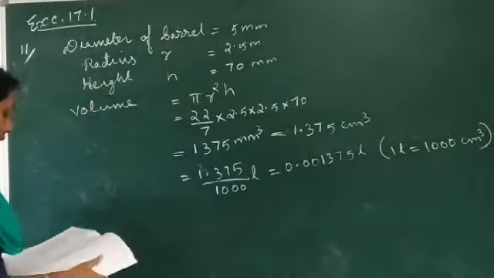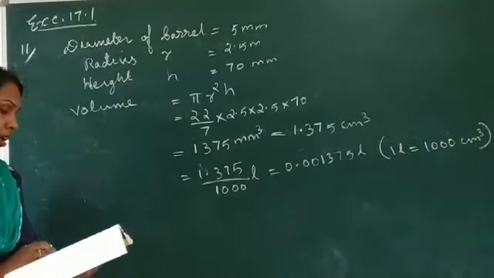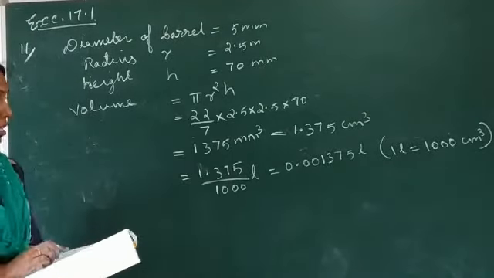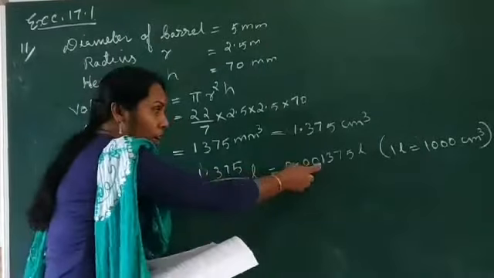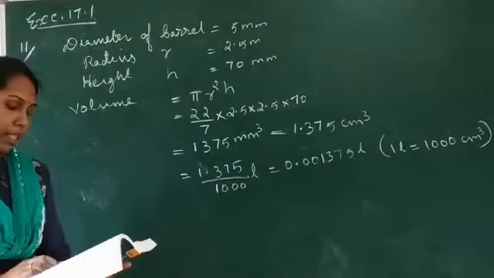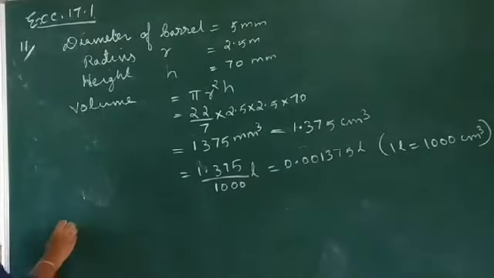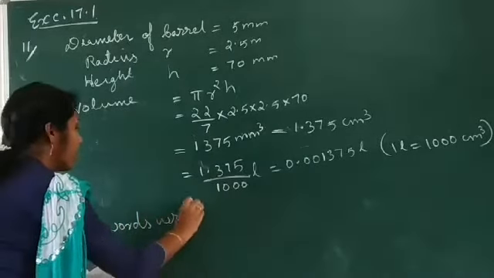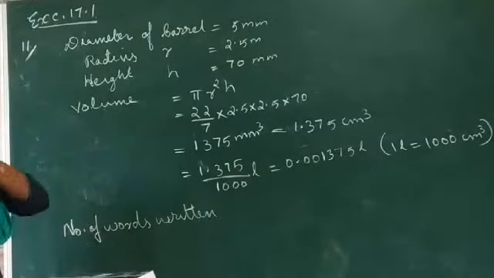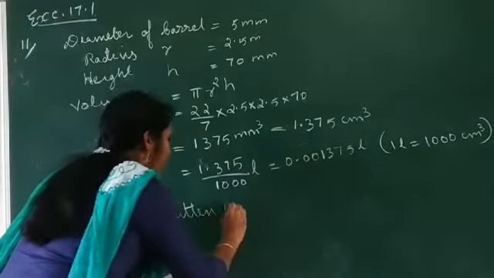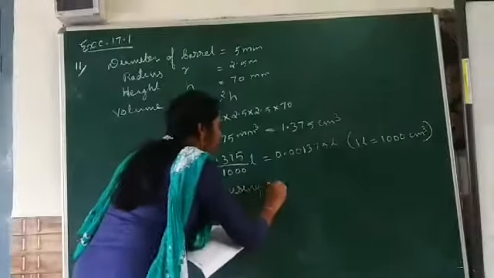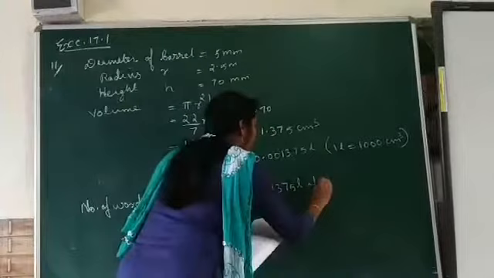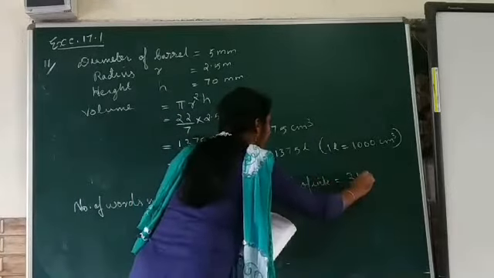Now it is given that in writing 310 words, a full barrel of ink is used. That means by using this much quantity of ink, we can write 310 words. So the number of words written using 0.001375 liter of ink is equal to 310.